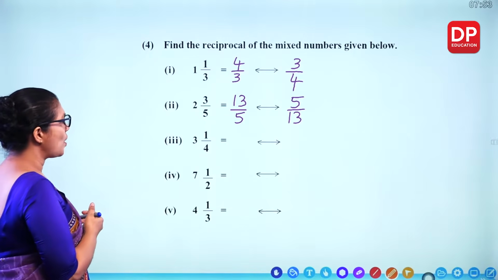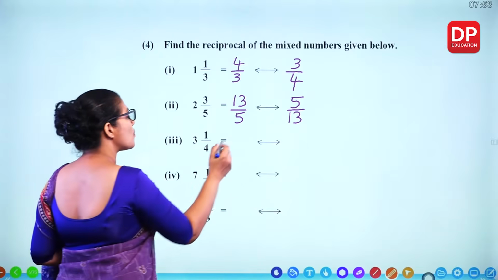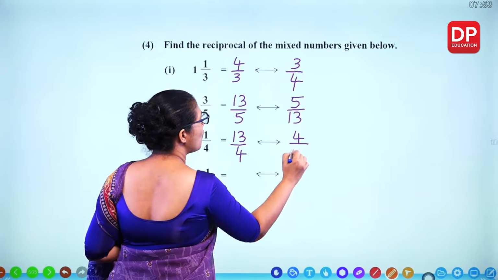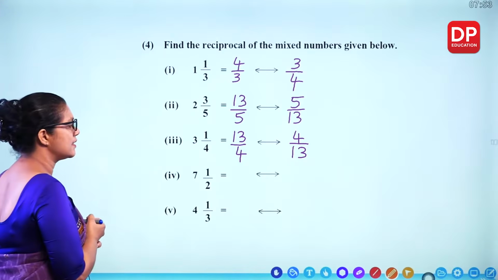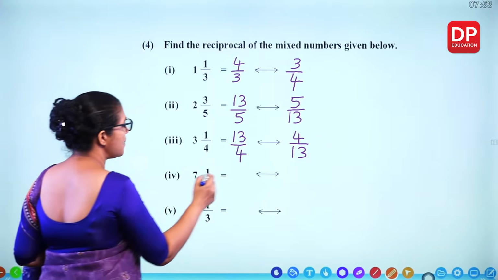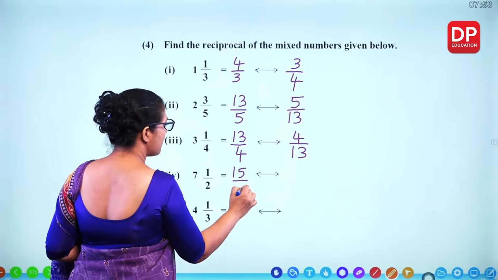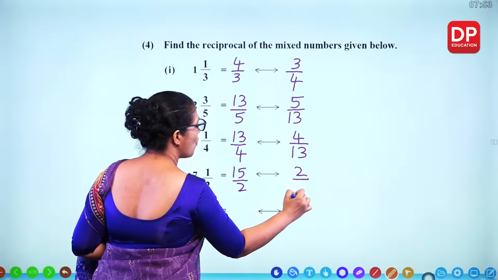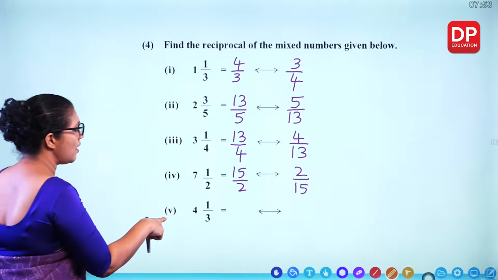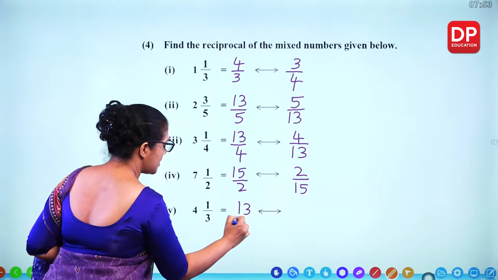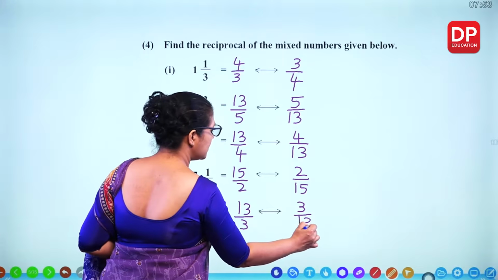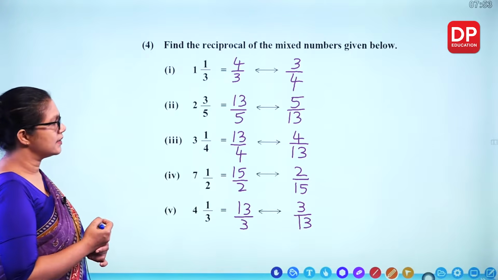Now try this one. 4 times 3, 12 plus 1, 13. 13 over 4. You can write it as 4 over 13. Next, 7 and a half. 2 times 7, 14. 14 plus 1, 15. Then you get 2 over 15. 4 times 3, 12. 12 plus 1, 13. This becomes 3 over 13.